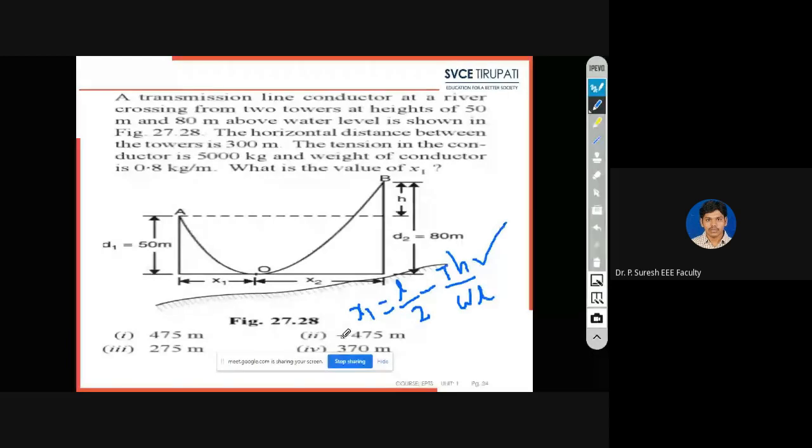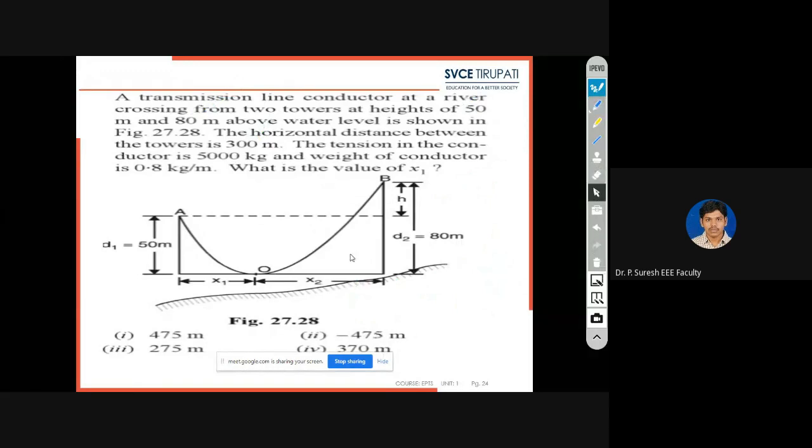Just substitute these values. Directly we'll get the x1 value, yes or no? The span length, tension and height difference between the two towers are given. What is the height difference between the two towers? The lower tower height is 50 meters, the higher tower is 80 meters. What is the H value? 80 minus 50, 30 meters. They gave the weight and the span length, so directly we will calculate the x1 value. We'll get the x1 value as minus 475 meters.